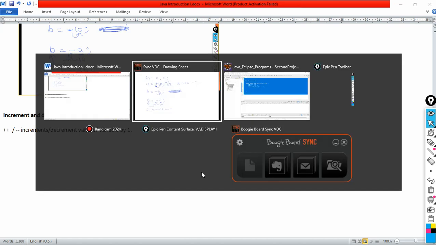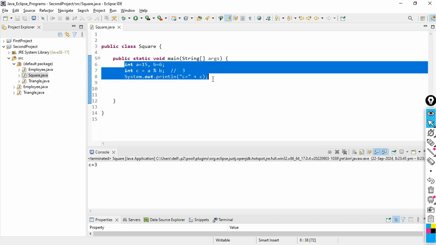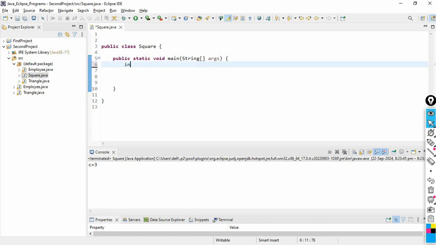How, sir? Let us understand with the help of one program. Okay, let us take one program here. Let's say integer a is equal to 10 and b is equal to 20. Okay, 20. Let's say 20.